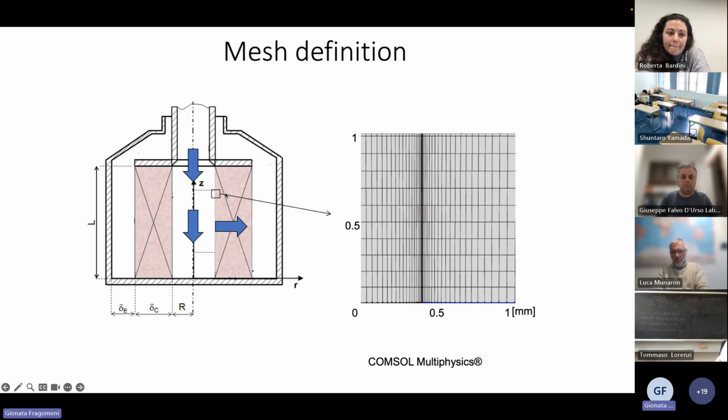As you can see, there is a very, very small mesh in the interface zone. This is this small zone, and we optimize this mesh in order to have a minimum error.